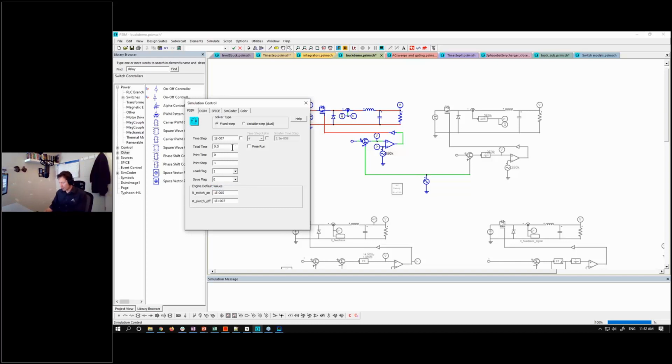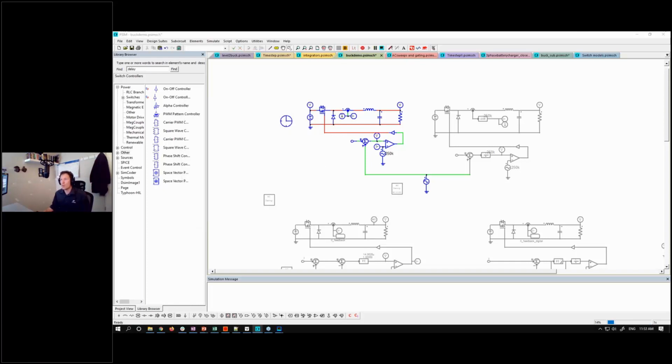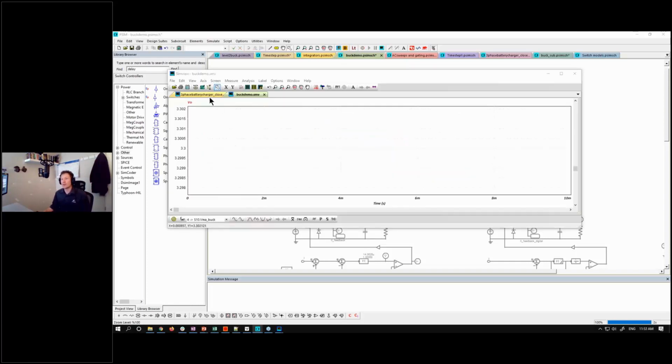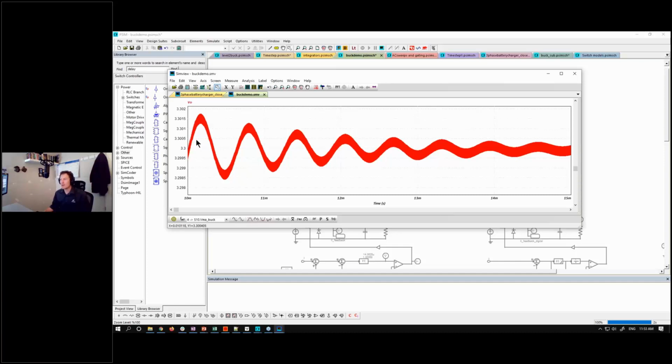And let's say we run for another 5 milliseconds. So we're going to go to 15 milliseconds now, and I want to drop the time step down. So we're going to run at a 50 nanosecond time step for 5 milliseconds. What that load flag is going to do is start our simulation at 10 milliseconds.